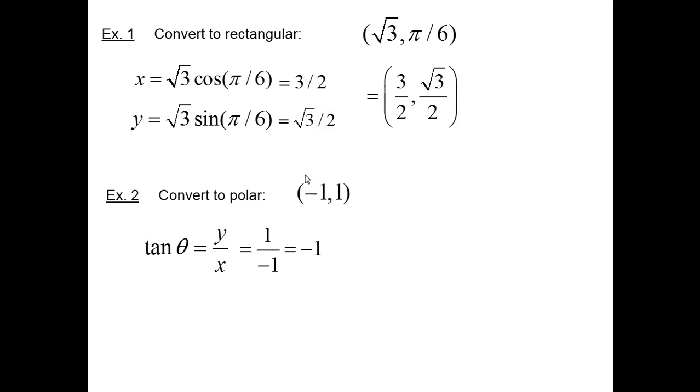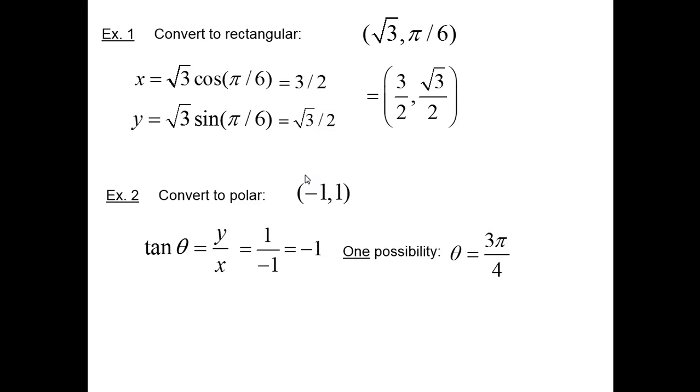Now think for a second, negative 1, 1, if you were to graph that, what quadrant would that be in Cartesian? That would just be in the second quadrant. So what you want to ask yourself is, what angle on the unit circle in the second quadrant has a tangent value of negative 1? And of course, those are your pi over 4 values, so that would be 3 pi over 4.